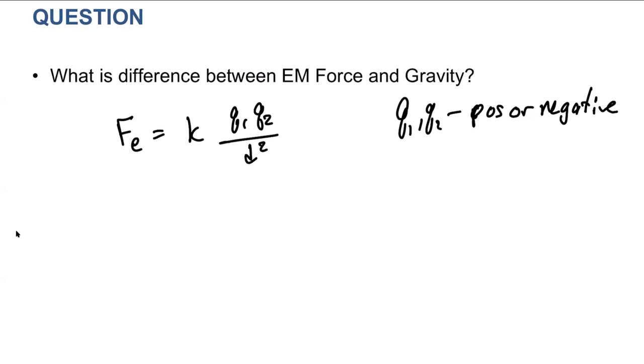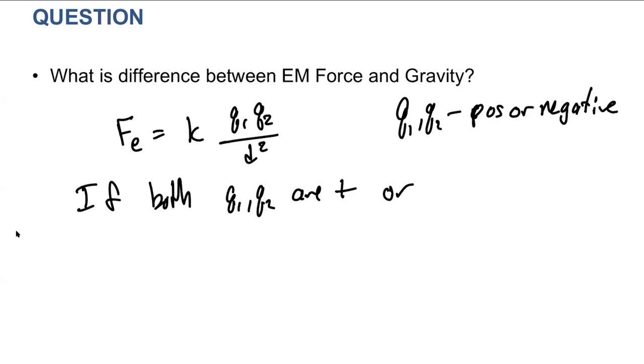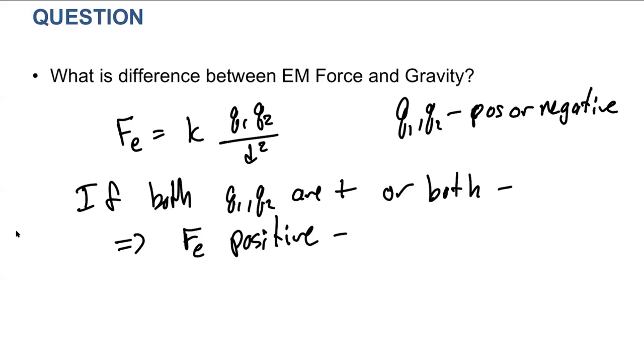And the same is true with Q2, right? And so if both of them are positive, or both of them are negative, then when you multiply Q1 times Q2, you get a positive number. Q1 times Q2 being both positive, or both negative, both of those result in Q1 times Q2 being a positive number. That makes Fe positive. And the convention is that a positive force is a repulsive force.